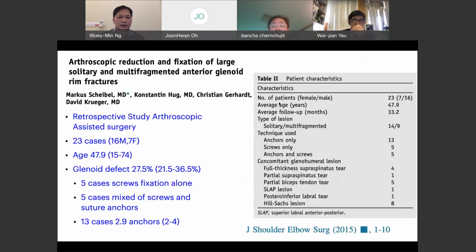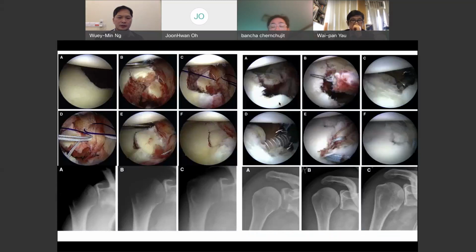And Dr. Schubert in 2015 shared with us another paper. This time they looked into retrospective arthroscopy-assisted surgery, 23 cases. The glenoid defect is bigger now, 27.5%, and they divided the patients into 3 groups: 5 patients with screw fixation, 5 cases with mixed screw and suture anchor, and the rest with anchor alone. So this is how they did it.